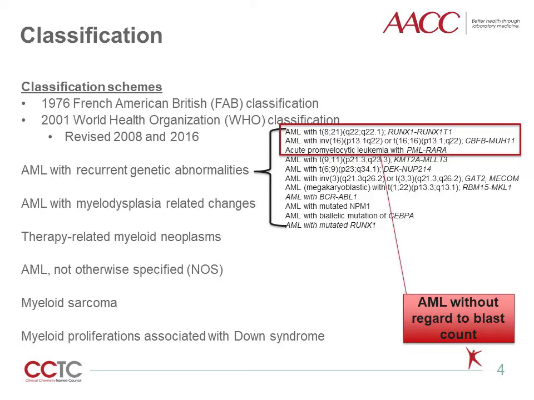The acute myeloid leukemias with recurrent gene mutations are also contained within this group and include AML with mutated NPM1, AML with biallelic mutation of CEBPA, and AML with mutated RUNX1.